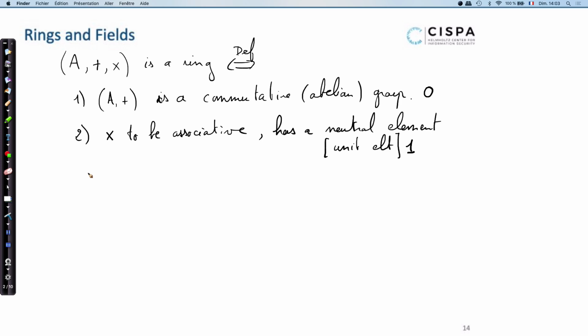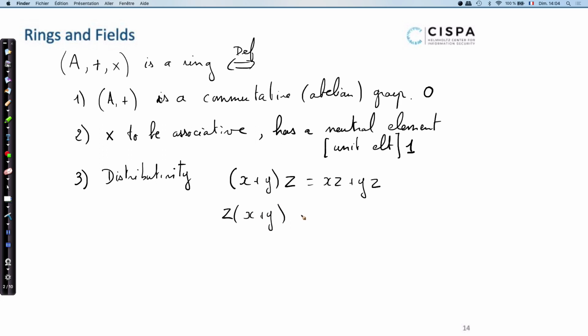Okay. And the final property we need is linking the two operations together, and it is called distributivity. And it is something you are really familiar with in integers. And this property states that for all elements in the ring x, y, and z, we need to have (x plus y) times z to be equal to xz plus yz. And we also need the other side, so z times (x plus y) should be equal to zx plus zy.